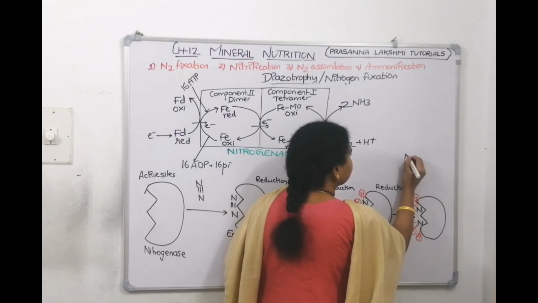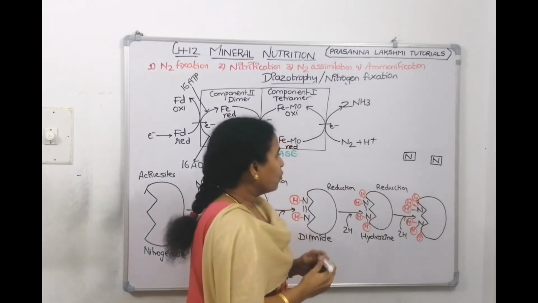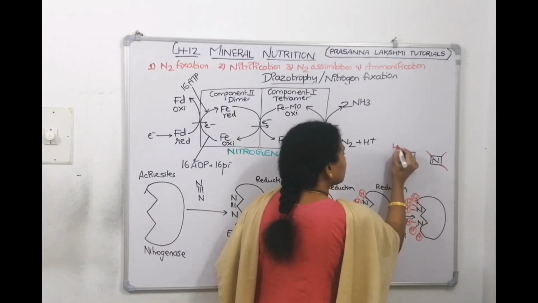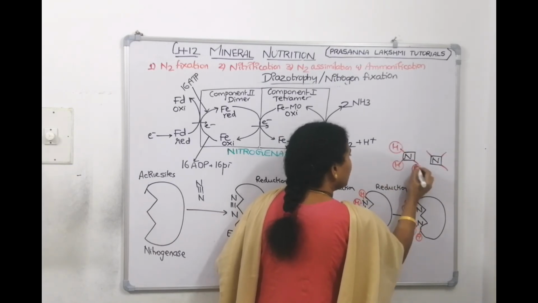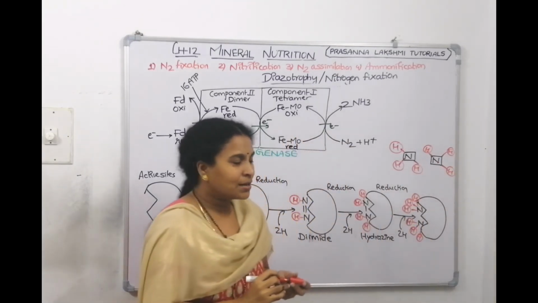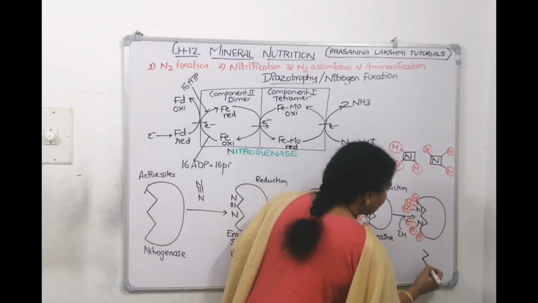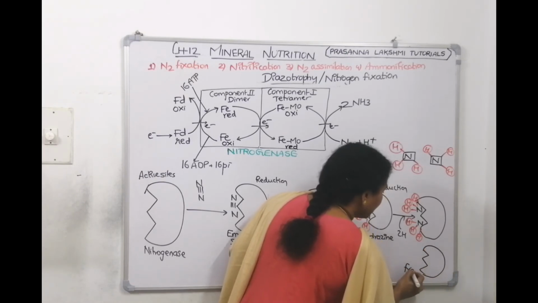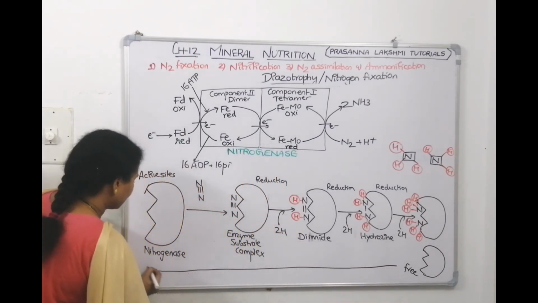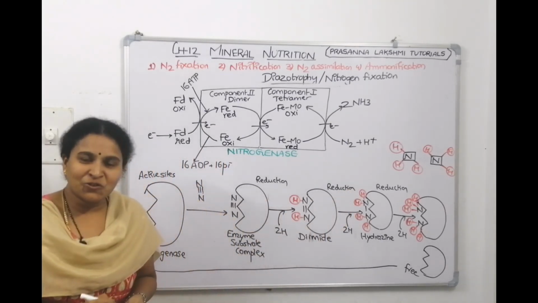Let me show that. Two ammonia molecules are released out. Right? So 1, 2, 3, NH3. So 2 ammonia molecules are released out. And what happens to the enzyme? After these 2 ammonia molecules are released out, the enzyme is free again. Enzyme straight away comes back to its place to do one more reaction.